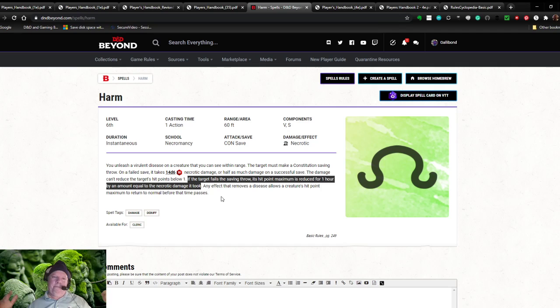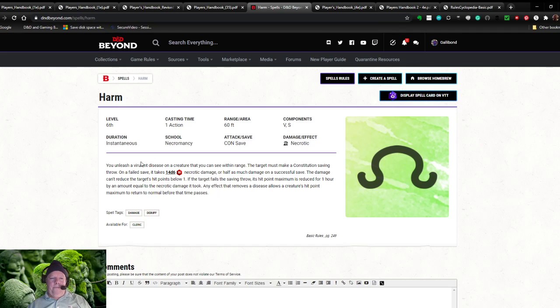All right, so the harm spell is pretty potent. Very, very much something that will mess up your day if it gets used against you, and something that you can use against other creatures.